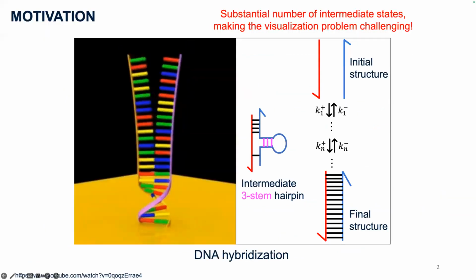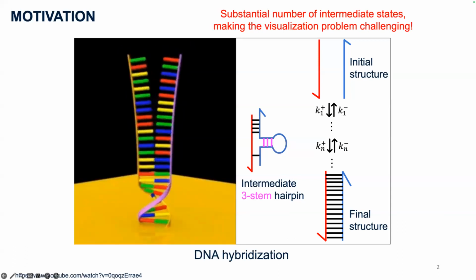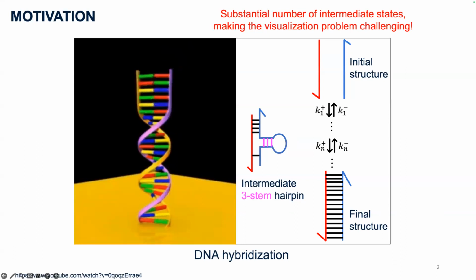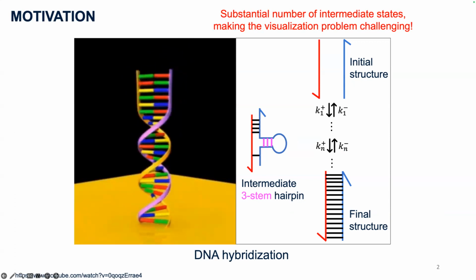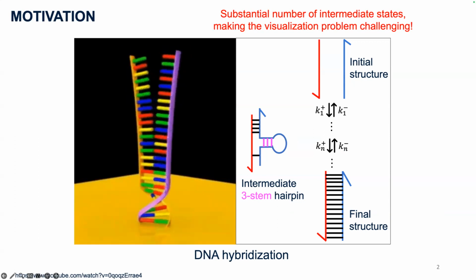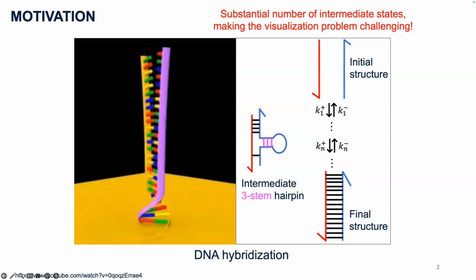So first, what is a DNA reaction? A DNA reaction is the strand interaction, where the strands fold or unfold, bind or unbind from the initial to the final states. And this process is stochastic. There are many types of DNA reactions. In our work, we are focused on DNA hybridization. This animation gives an intuition about what DNA hybridization looks like.